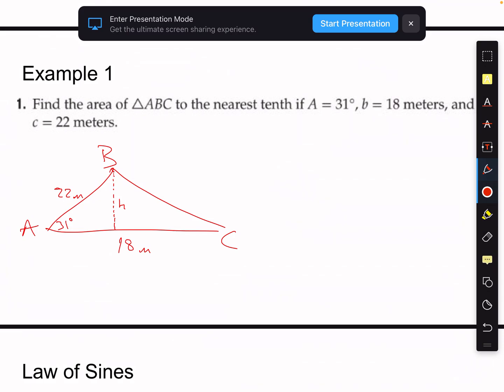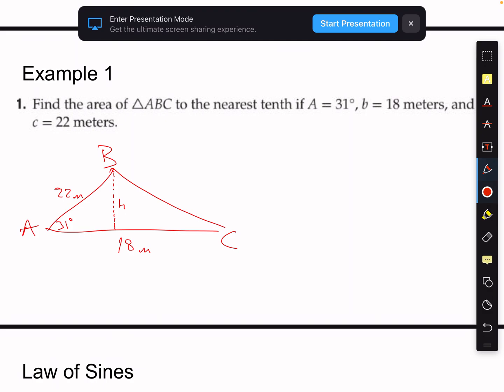Example 1 says, find the area of ABC. I've drawn it for you. You should draw the picture as well in your notes. To the nearest tenth, if A is 31 degrees, B is 18 meters, and C is 22 meters. So I drew the picture out there.